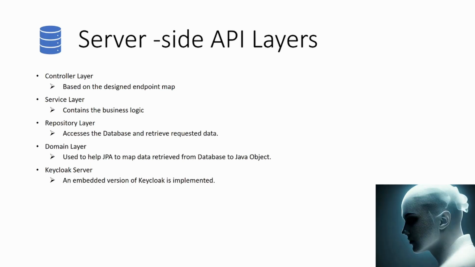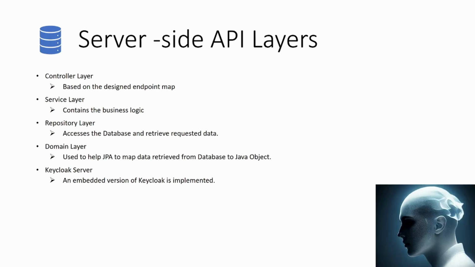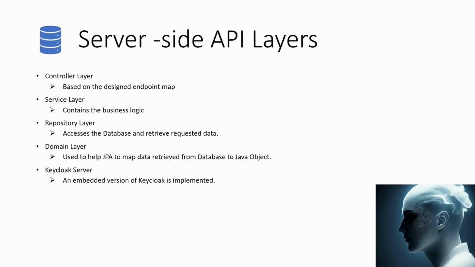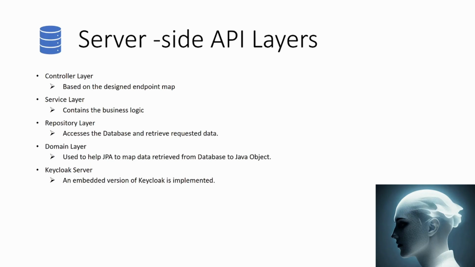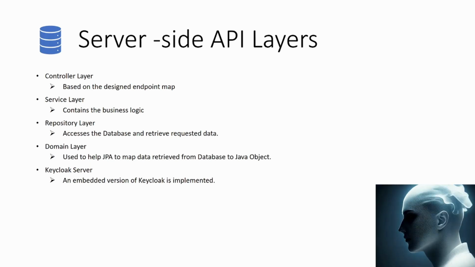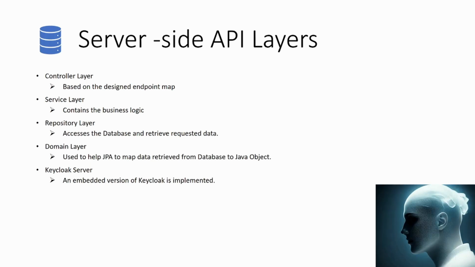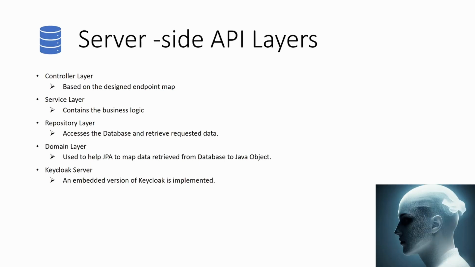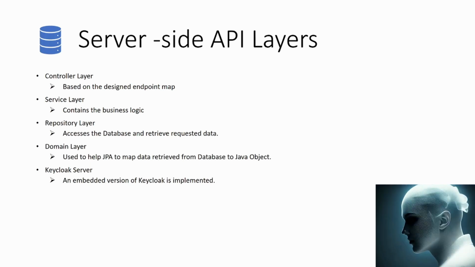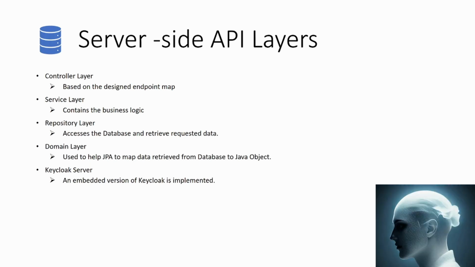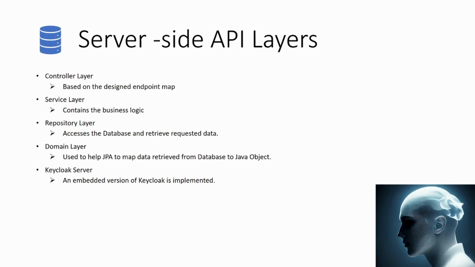The repository layer consists of some interfaces that interact with the database to retrieve the requested data. The domain layer consists of some Java entities that have been mapped to the tables in the database. In the end, the Keycloak server, we use it to manage all the user authentication and authorization. So this is how our application works internally, and what the functions are for each part.